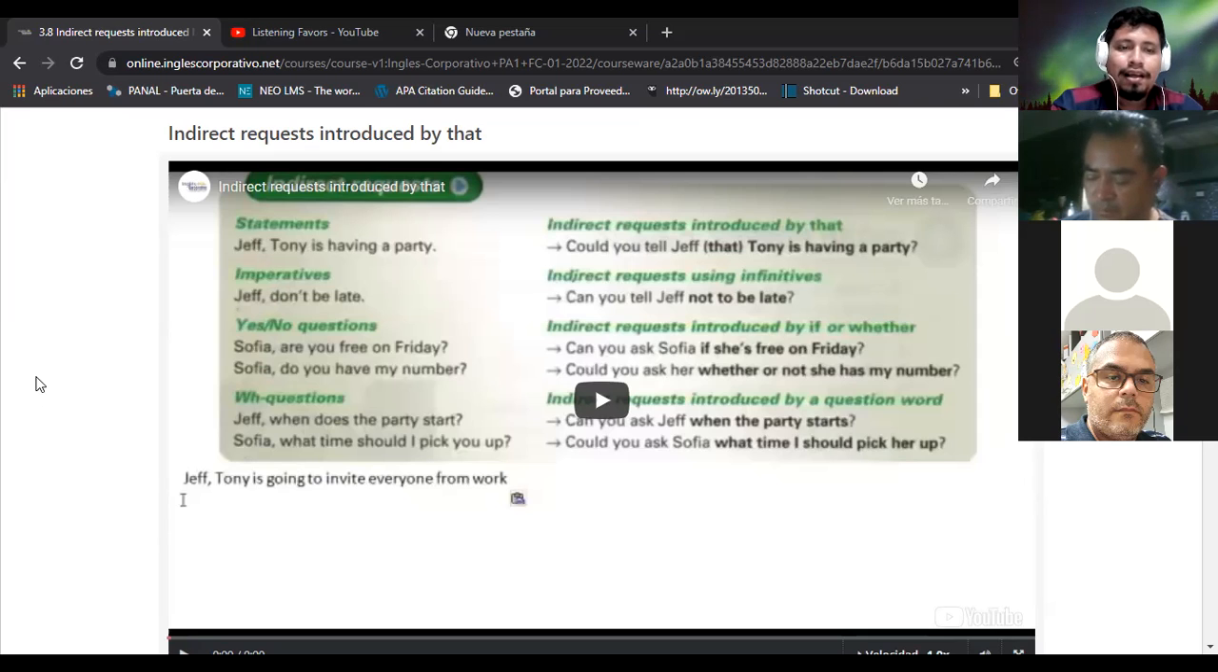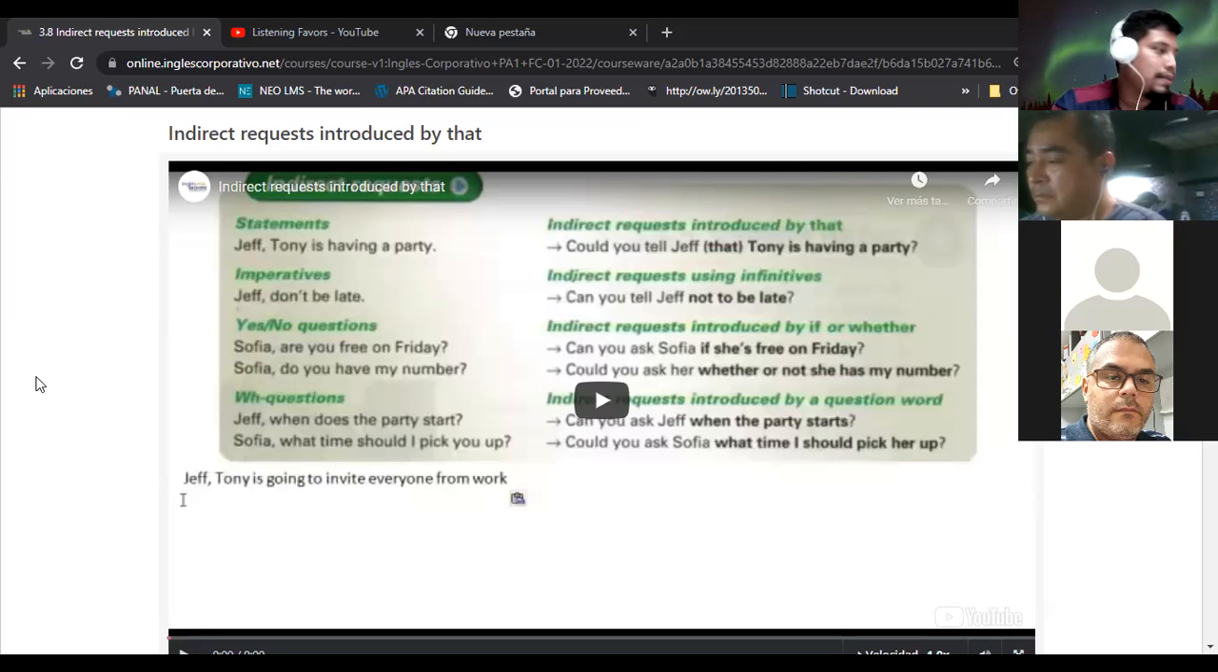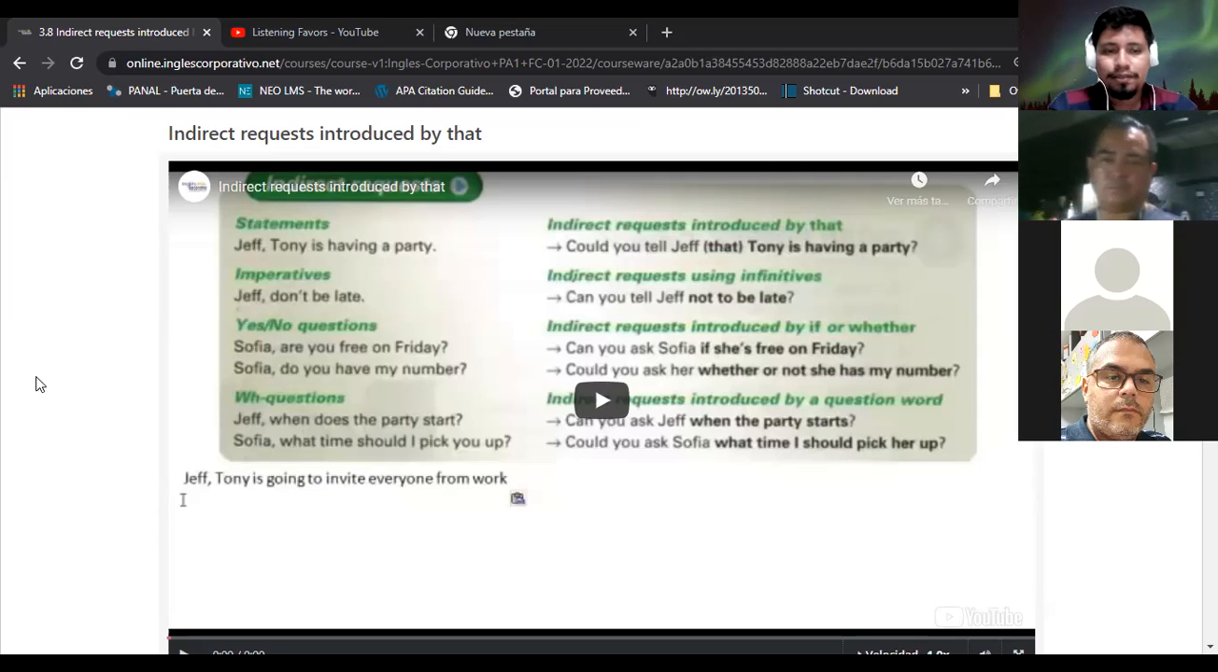Ahora bien, vamos a pasarnos al lado izquierdo, la columna izquierda, donde tenemos los statements, los imperative, los yes no questions y también los WH questions. En los statements, nosotros vamos a estructurar este tipo de expresiones cuando seamos nosotros los intermediarios, ¿sí? Y la información que vamos a transmitir es la que se nos ha consultado a través de nosotros.